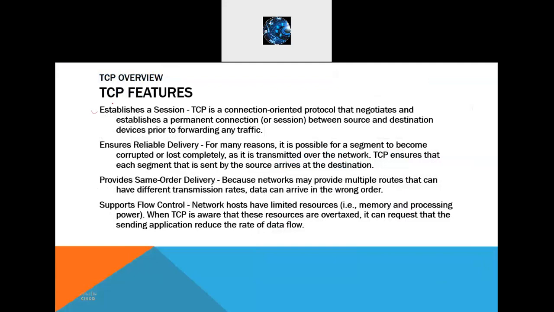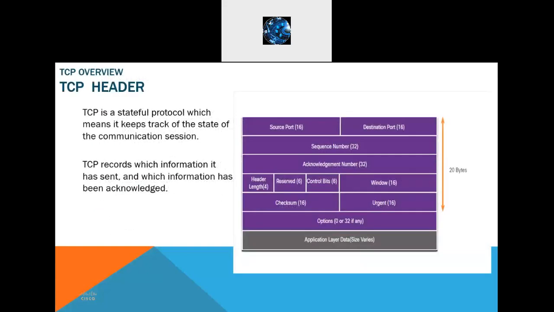So this is the summary. TCP can establish a session because it's connection oriented. It ensures reliable delivery, provides same order delivery, meaning if it receives segments 1, 2, 3, 4, 5, it will rearrange them and make sure that data does not arrive in the wrong order or is not assembled in the wrong order. It also supports flow control. So we can discuss how to send the data to you and the rate at which you can get the message, so I don't overburden you with the quantity of data you cannot take per turn.